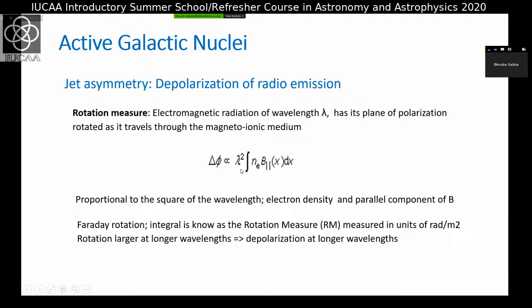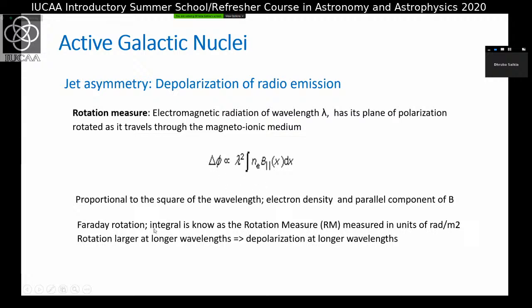So if you make your observations at a longer wavelength, which means at a lower frequency, the polarization E vector will turn around much more. Similarly, if the electron density is higher, or the parallel component of the magnetic field is higher, or there is a larger path length of travel through such a medium, you will get a larger amount of rotation.